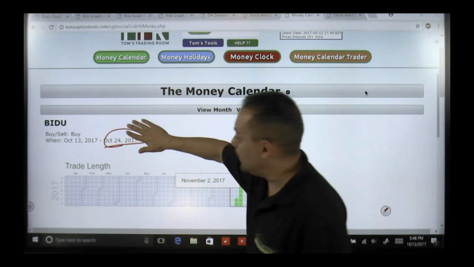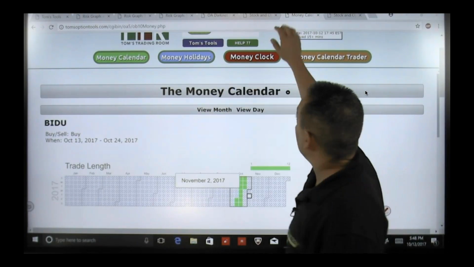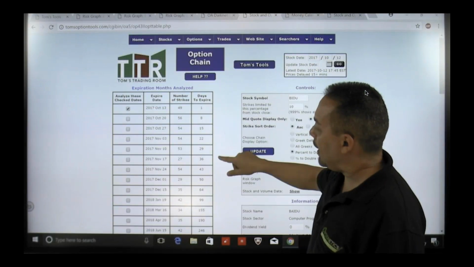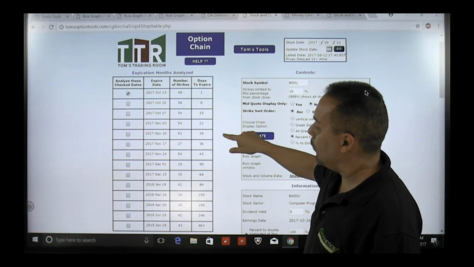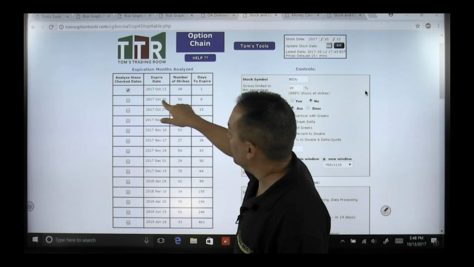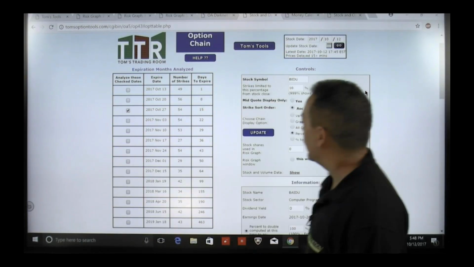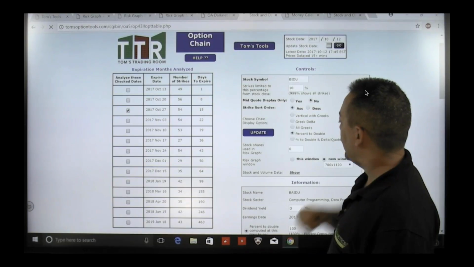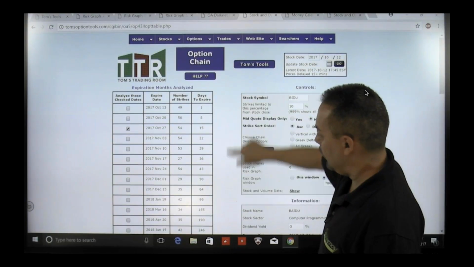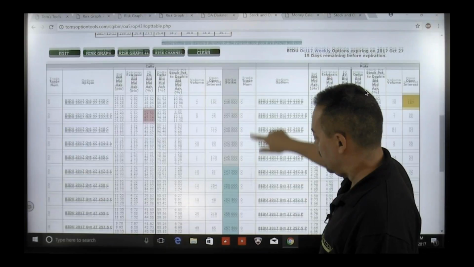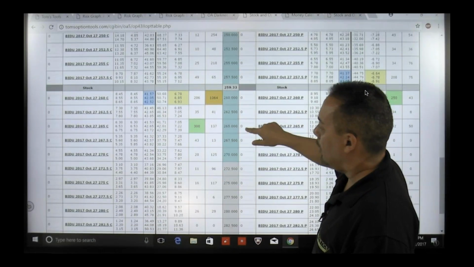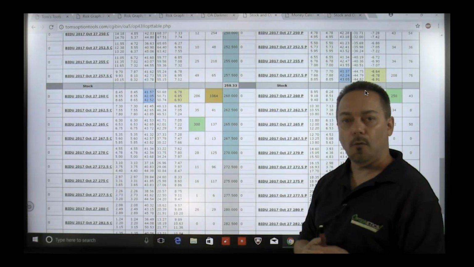Because that's the end of the pattern. So I want to look for options that expire on October 24th or later. Well, the 20th is before the ending pattern, so we can't do that one. But the 27th looks good. So let's do the 27th. Let's update, and let's see what we're working with here. Left-hand side is calls, so I'm going to stay right where I am.